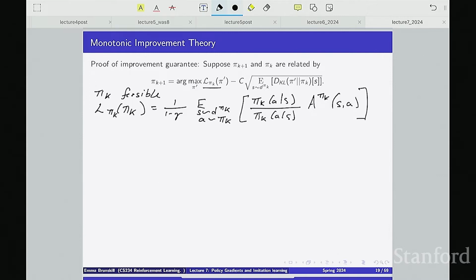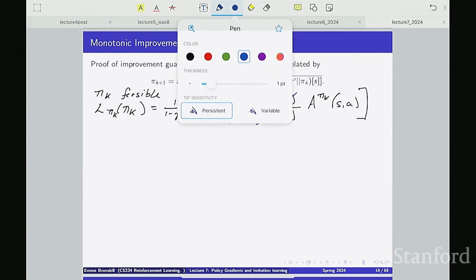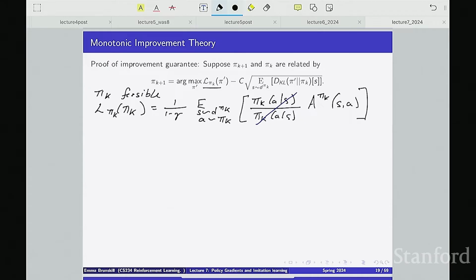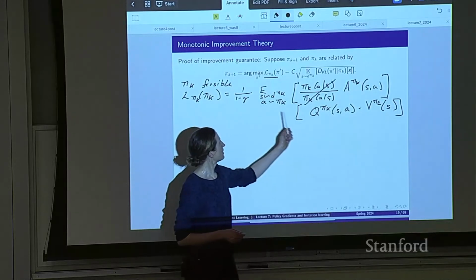Well, this is just 1, right? So this cancels. But the important thing to remember here is that the advantage function of a policy with respect to itself is 0. So if I take actions according to the current policy and compare that to taking actions according to the current policy, the difference is 0. I can write that out too: we have Q pi k of S, A minus V pi k of S. But notice what we have here is that the distribution we're taking these actions from is exactly pi k.